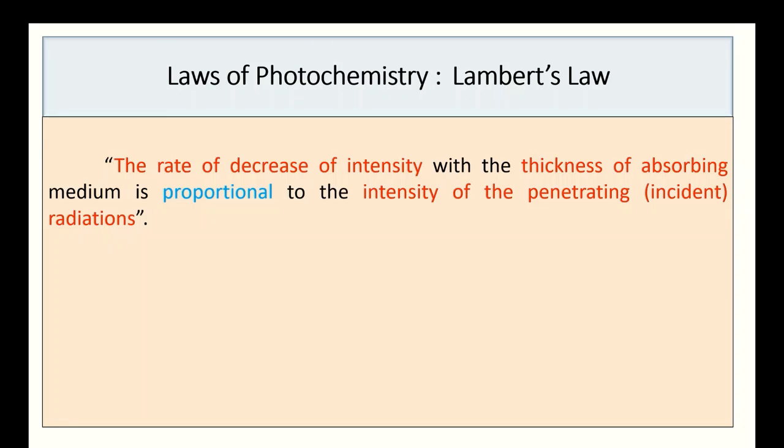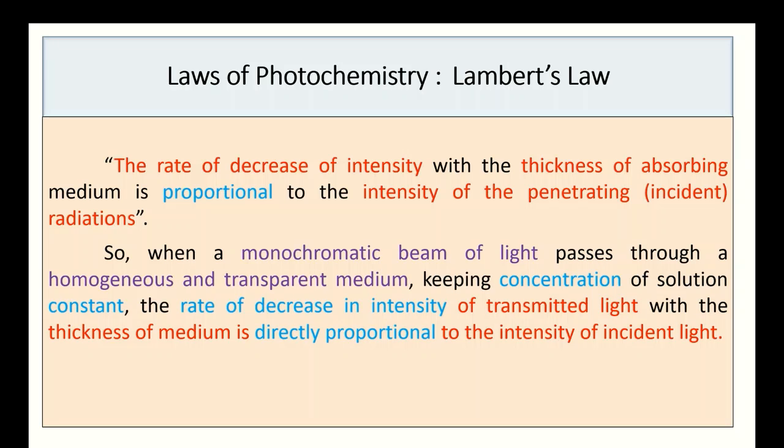Let us understand this by another statement. Lambert's law can be stated as: the rate of decrease of intensity with the thickness of the absorbing medium is proportional to the intensity of the incident radiation. So when some incident radiation is passed into the colored solution, there is a decrease in the intensity, because the solution is colored and absorbs some of the radiation, and the radiation coming out will be less compared to the incident radiation. So there is a decrease in the intensity with the thickness of the absorbing medium. It depends on the path length, or we say the thickness of the medium.